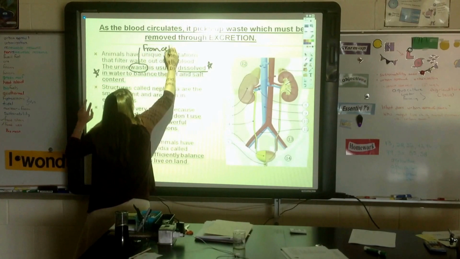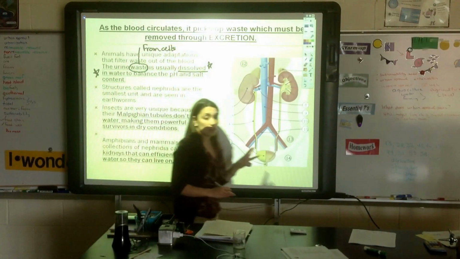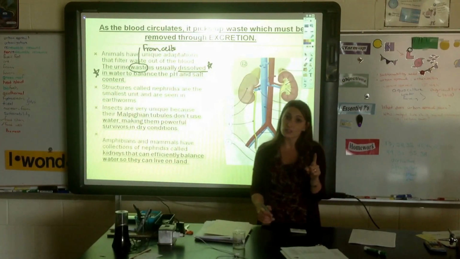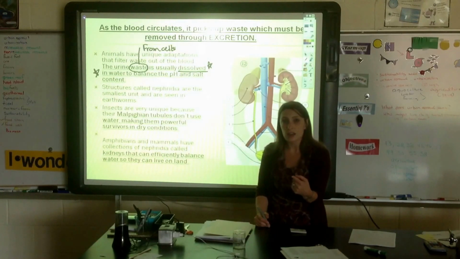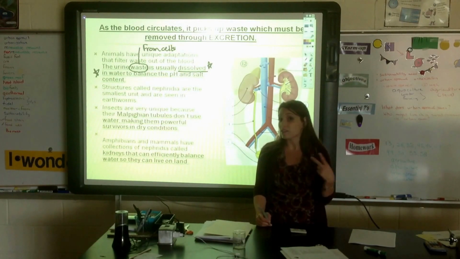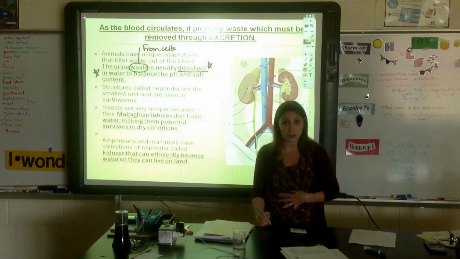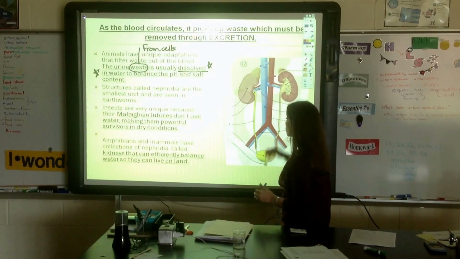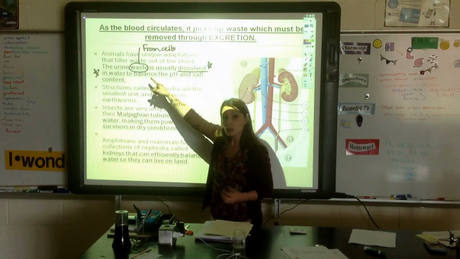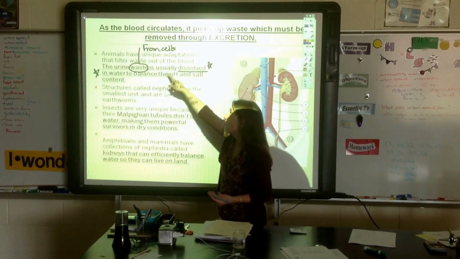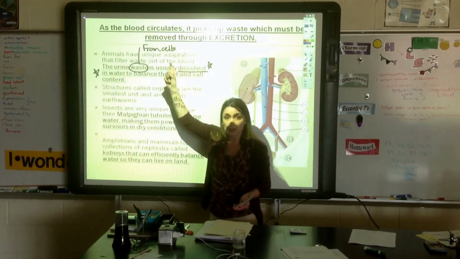There's actually 3 types of waste in animal bodies. There's gas waste like carbon dioxide. There's solid waste like feces, that's the leftover parts of your food. And then there's urine waste, which is your pee or urine. And that is all the waste from your cells.